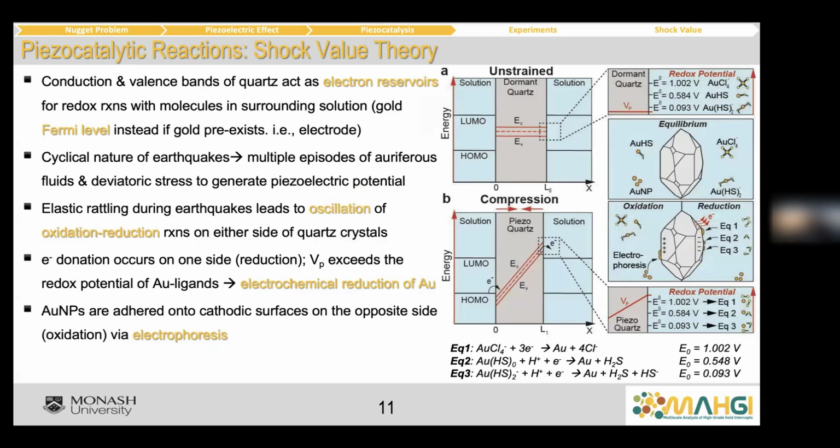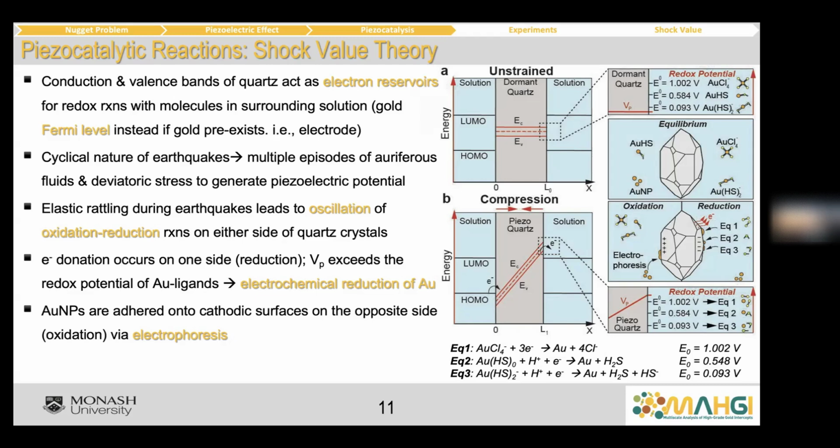This was the theory. Most of this was done during my PhD, before I had funding to do this kind of stuff. But the idea is that conduction and valence bands in quartz act as electron reservoirs. As I explained earlier, electrons will live here, and then they can jump in and out of the valence band and conduction band, depending on how much you strain them and whatever the energy state of the things around them are.